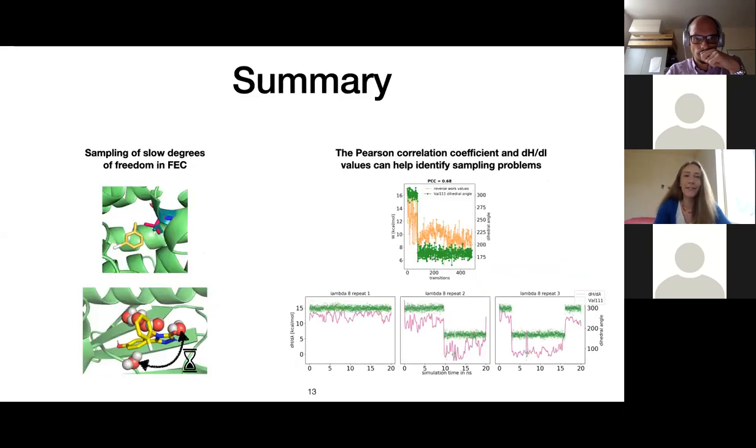And so far, I gave you a deep dive into common sampling problems in free energy calculations, and I introduced to you 2 different ways of how we can identify and test for problems.